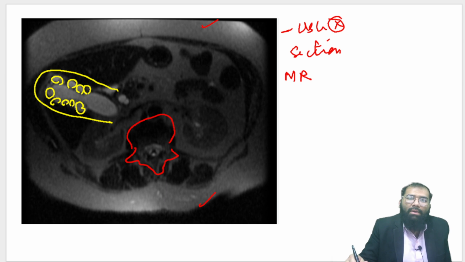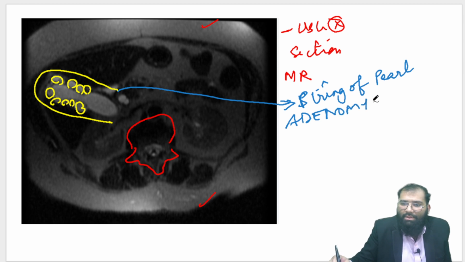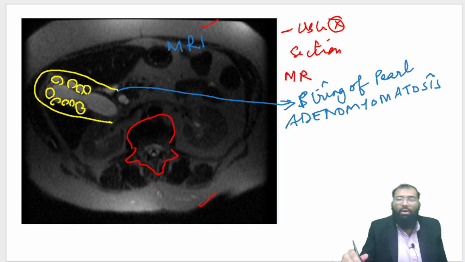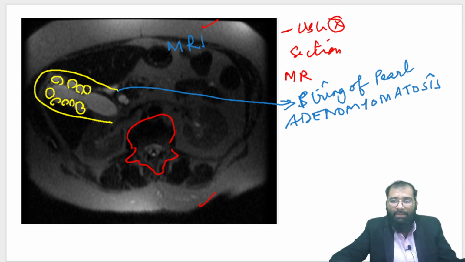So this is called pearl necklace appearance, or string of bead appearance, string of pearl appearance, which is seen in case of adenomyomatosis on MRI. So very important, on MRI, adenomyomatosis gives a special appearance which is called string of pearls appearance or string of bead appearance.